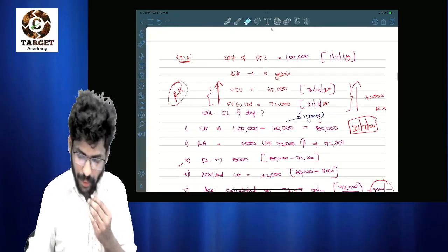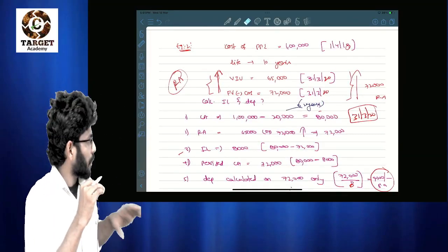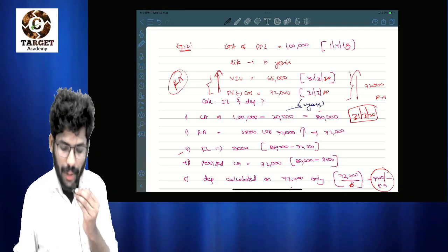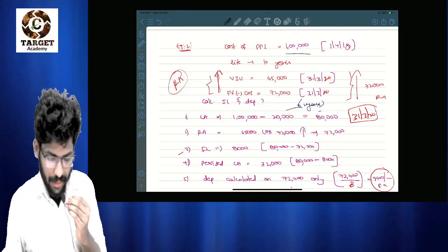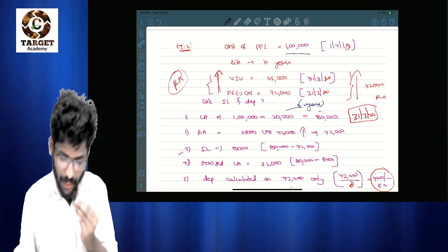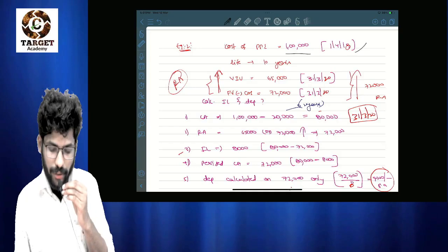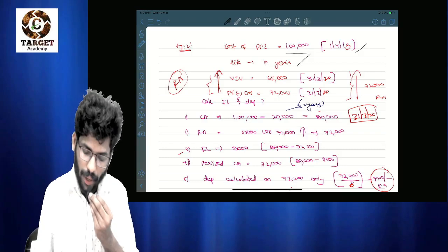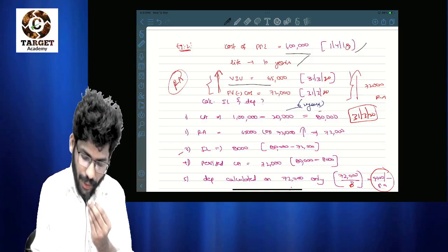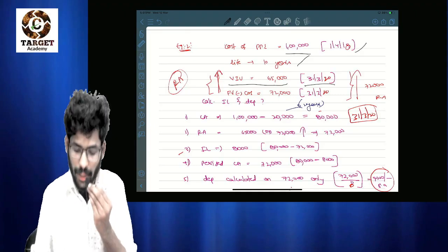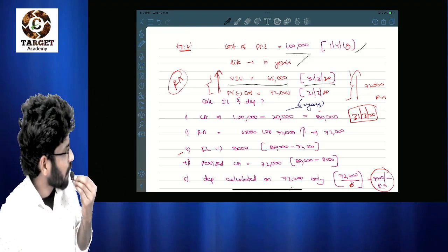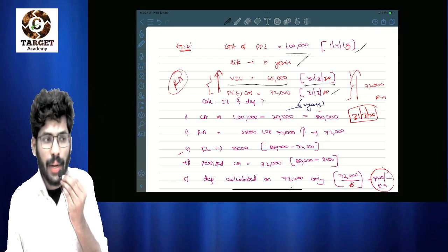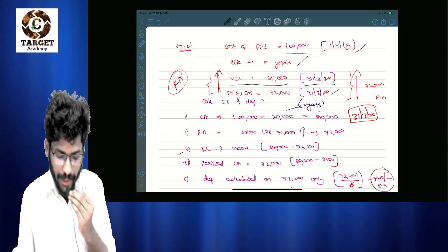Okay, so coming to the next example. You can write, please. Example 2. Cost of PPE here? 1 lakh. Please just listen to the example, you can write later. On 1/4/2018, the cost of PPE is 1 lakh. Life is 10 years. Next, value in use on 31st March 2020 is 65,000. Fair value less cost to sell is 72,000. Correct or not? Yes.